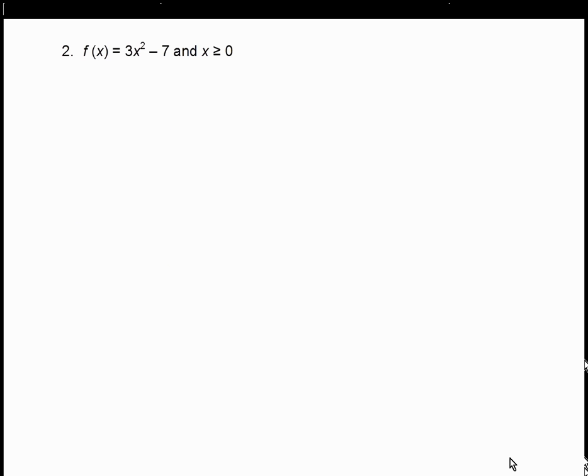Example 2. F of x equals 3x squared minus 7, and x is greater than or equal to 0. Okay, this restriction that x be greater than or equal to 0 is just to ensure that this function is 1-to-1. Remember, this is a parabola, and the parabola failed the horizontal line test. By saying x is greater than or equal to 0, that's actually the right side of the parabola. You don't really need to worry about this when you do your work. Okay, this is just to make sure that you're 1-to-1.